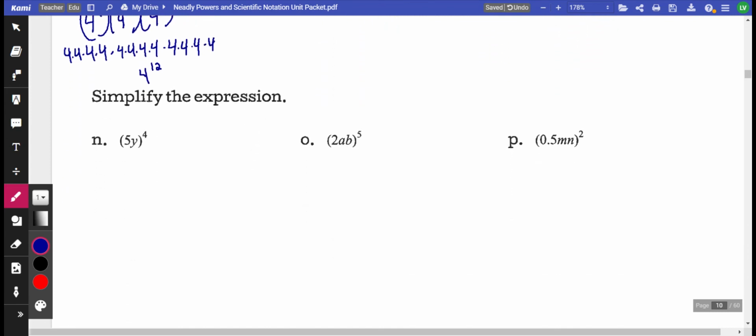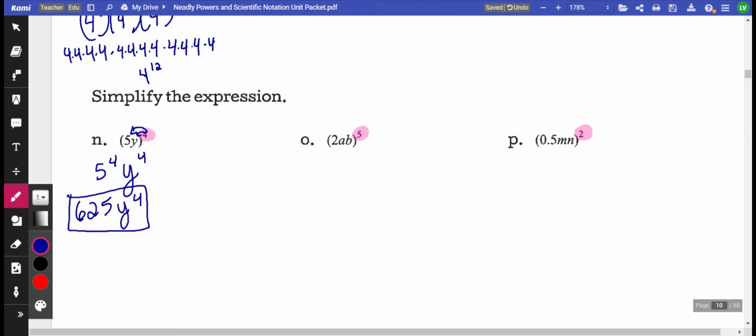All right, letters N, O, and P are simplifying the expression. That is a power of a product property. So that means that I want to distribute my exponents to every term on the inside of my parentheses. So I'll do 5 to the fourth power, y to the fourth power. The only thing left from here is to actually find 5 to the fourth power. I recommend using our calculator. So that's 625 y to the fourth power.